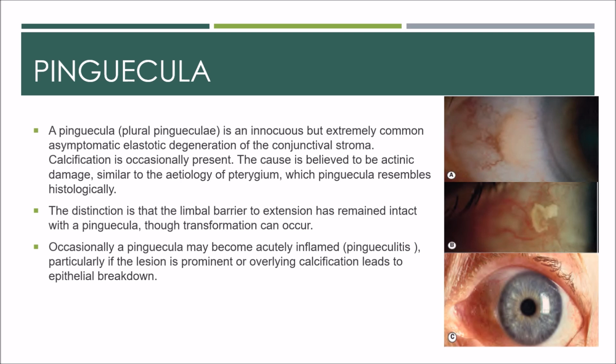A yellow-white mound or aggregation of smaller mounds is seen on the bulbar conjunctiva adjacent to the limbus, as it is seen in the figure here. It's very characteristic. It is more frequently located at the nasal than the temporal limbus, but is frequently present at both. Calcification is occasionally present, as it is seen here. The change of color.